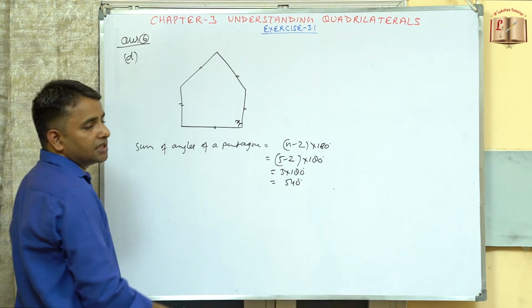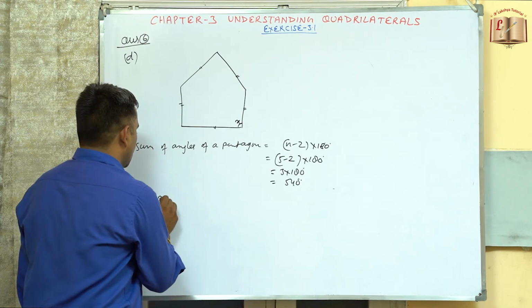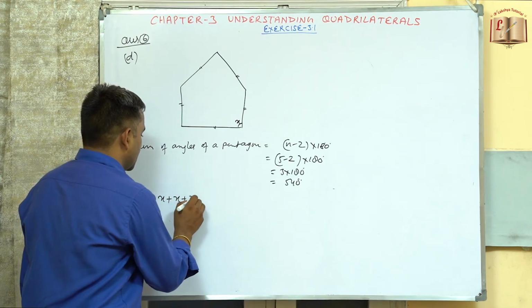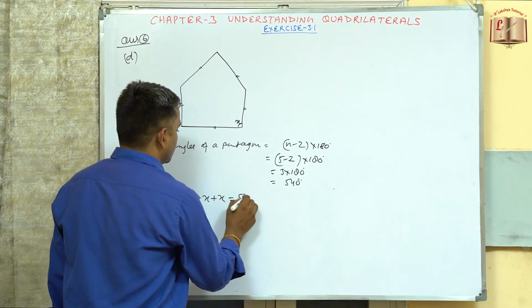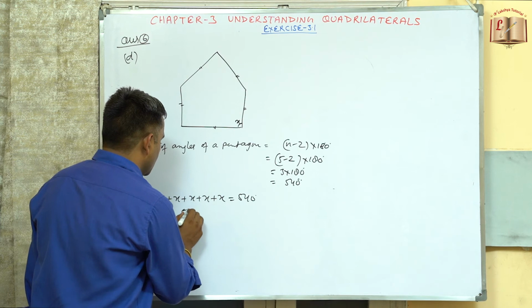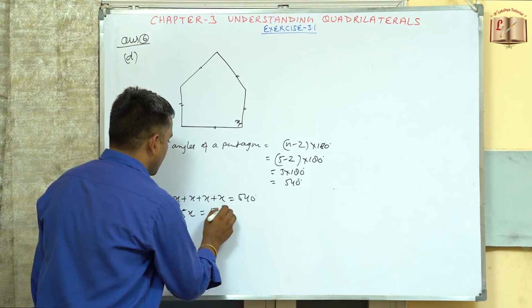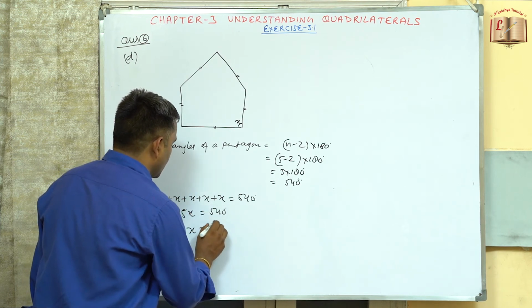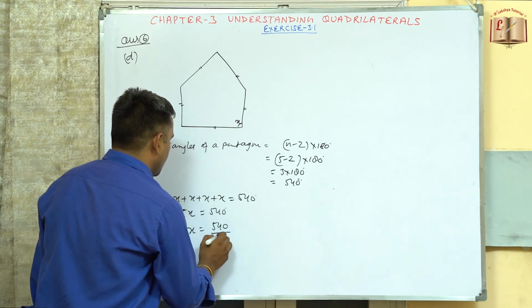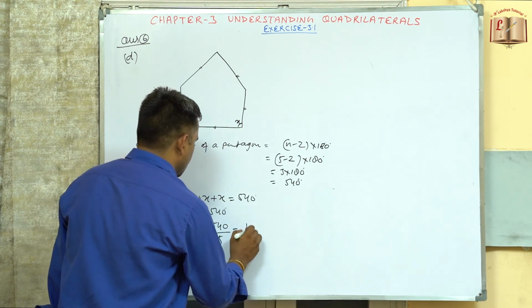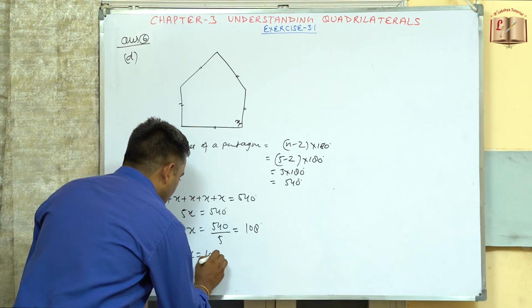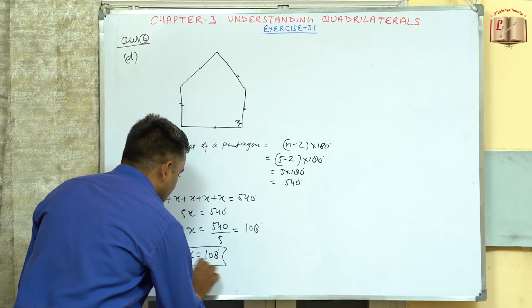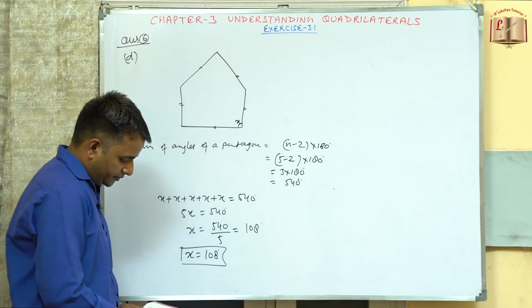Now all the angles are x. So x plus x plus x plus x plus x is equal to now 540. So 5x is equal to 540. Therefore x will be equal to 540 divided by 5. So this is now 108 degrees. So each angle of a pentagon is equal to 108 degrees.